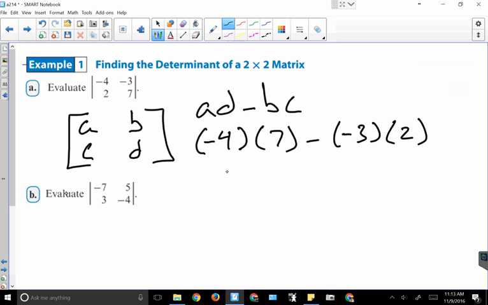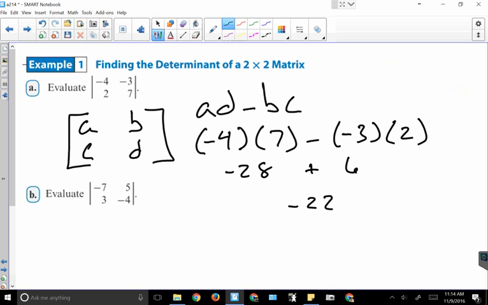So, this turns out to be -28. This turns out to be +6. Yes? -22 is what it is. Yeah, it was. Oh, man. So, that's all it is for figuring out what the determinant is.